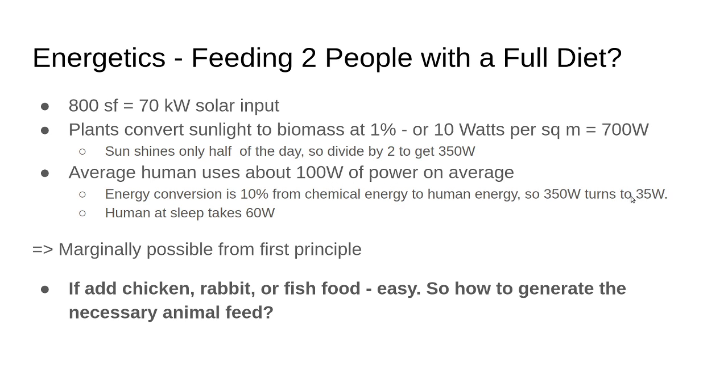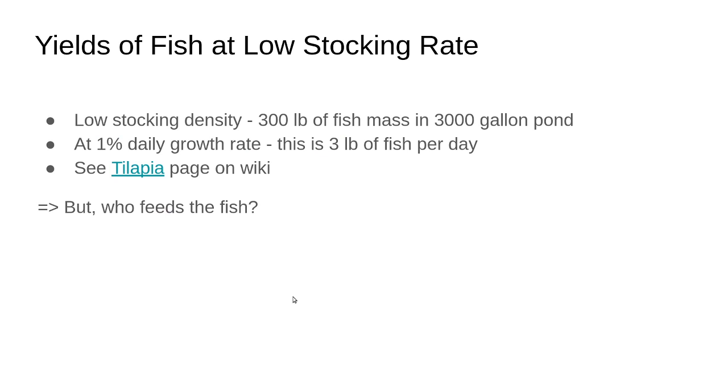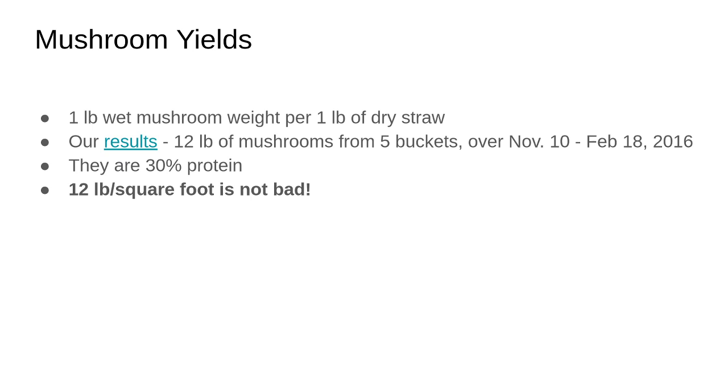We could only get like 35 watts out of that greenhouse, unless we actually use some more external feedstocks like chickens, rabbits, fish food. Those are external inputs. Those are not direct input by solar gain. And with that, it turns out the productivity is amazing. We have 3,000 gallons of fish pond, which means 3 pounds of fish per day. So that's actually plenty for a couple of people to live on.